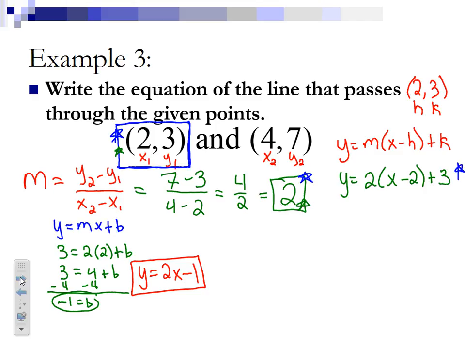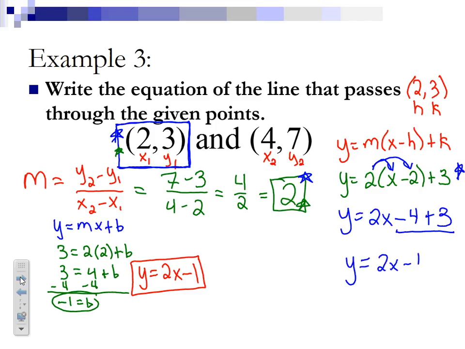So you can leave it here if you want. I'm going to distribute it out so we can see that they're the same thing. So we have 2 goes here and here. I get y equals 2x minus 4 plus 3. Combine my like terms, I get y equals 2x minus 1. So once again, ladies and gentlemen, I get the same answer. You can do either way, whatever way you prefer.